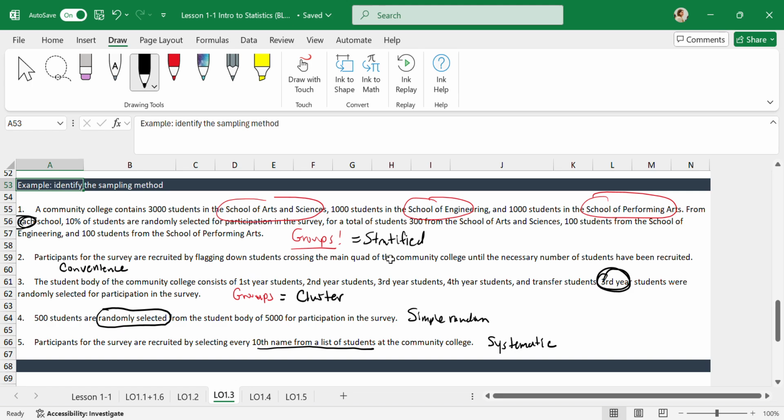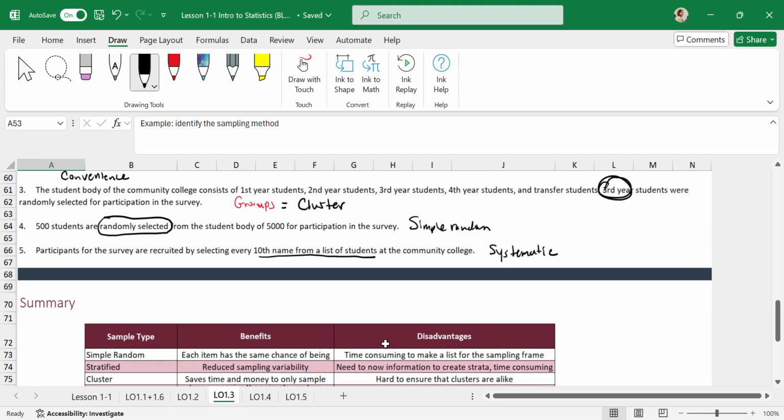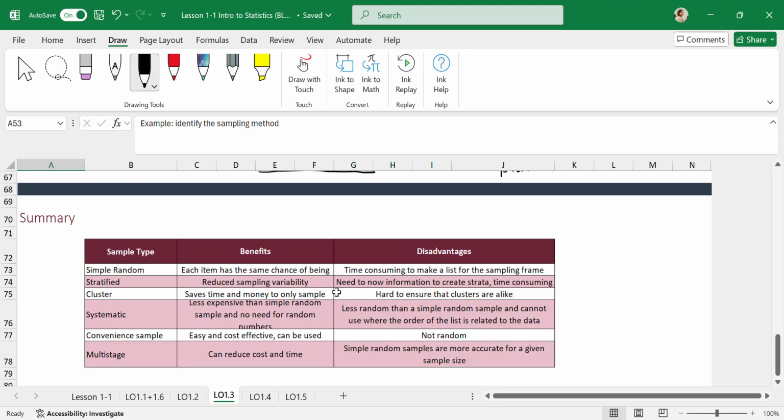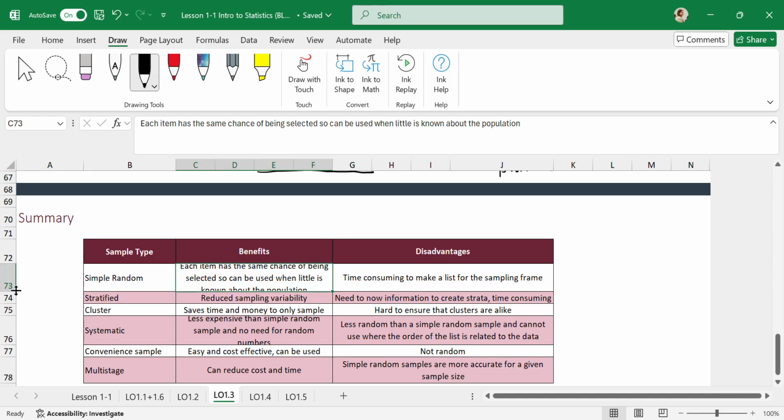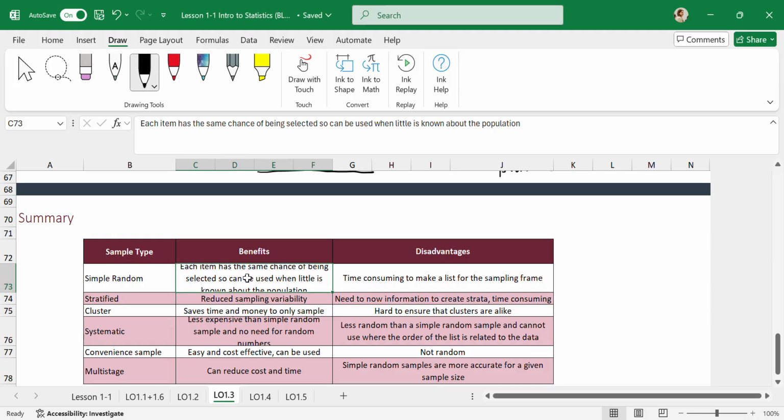If you have any questions about these solutions, feel free to contact me and I'm happy to explain in more detail. The only other thing included in this sheet is a quick summary table that goes through some of the benefits and some of the disadvantages of each of the methods. So for simple random sampling, the biggest benefit is everybody has the same chance of being selected. A disadvantage is you have to know like their names or student numbers or something about them to make a list to randomly sample from.